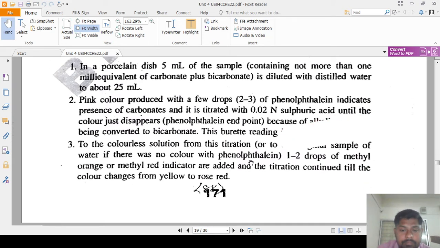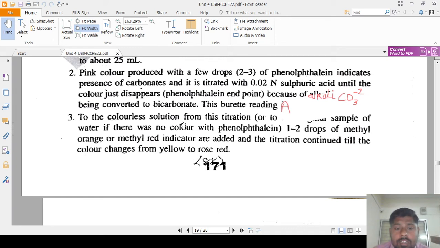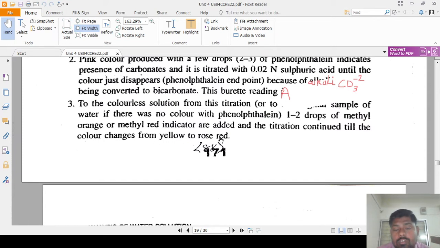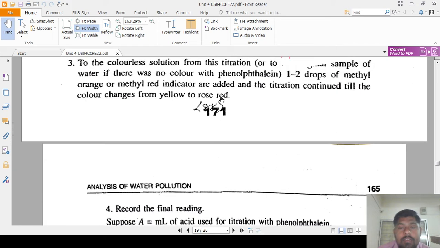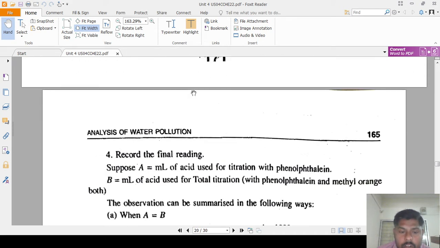Okay, remember this. Then, after the solution becomes colorless, add 1 to 2 drops of methyl orange in the same solution and continue the addition of sulfuric acid until the color changes from yellow to rose red. When you add methyl orange, the solution in the evaporating dish becomes yellow. Then you continue the addition of sulfuric acid from the burette, and the end point is yellow to rose red color. That is noted down as capital B. That is indicating the presence of HCO3 minus, bicarbonate, in the solution.